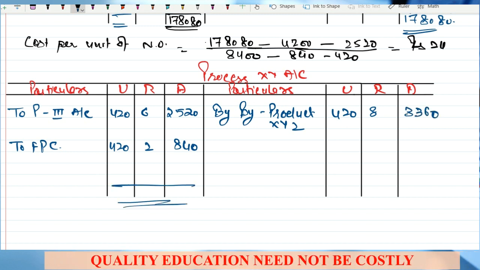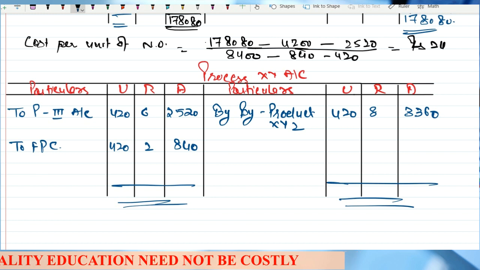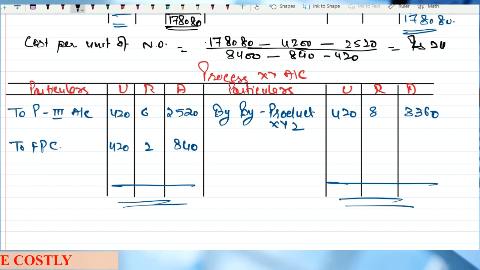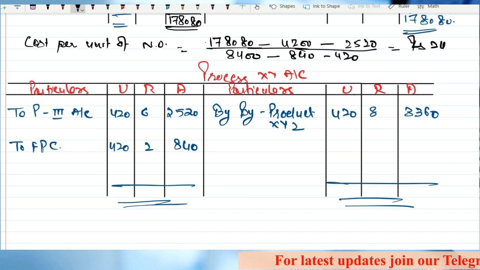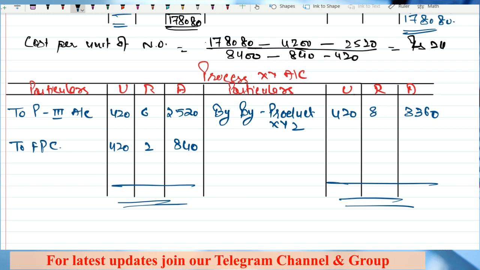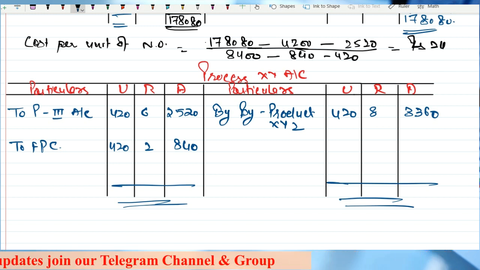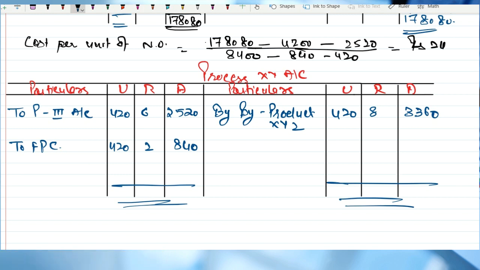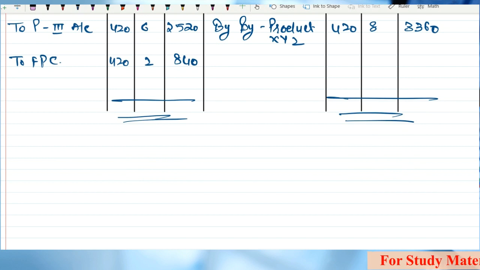Sir, what about the selling and distribution expenses, sir? Listen to it very carefully. Selling and distribution expenses are incurred after the byproduct has been received, right? So that means selling and distribution expenses are not being incurred in the process XY. In the process XY, what we are doing is we are only doing the further processing of the product so that we get the byproduct XYZ, right?